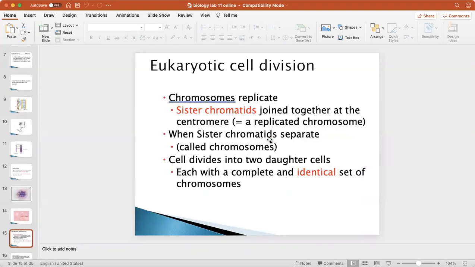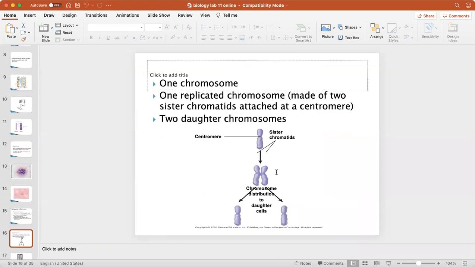Right before the cell does divide, the chromosomes will replicate or make another copy. The sister chromatids are joined together at the centromere, which will create a replicated chromosome. And when the sister chromatids separate, these are called chromosomes. The cell divides into two daughter cells, each with a complete and identical set of chromosomes.